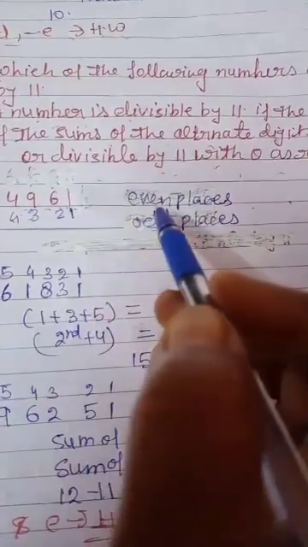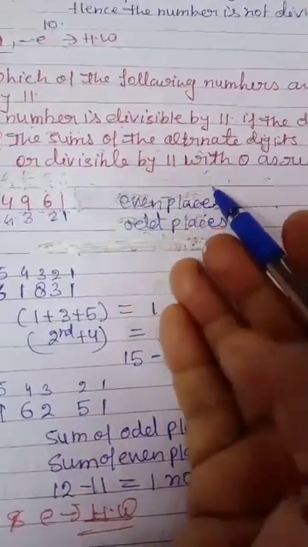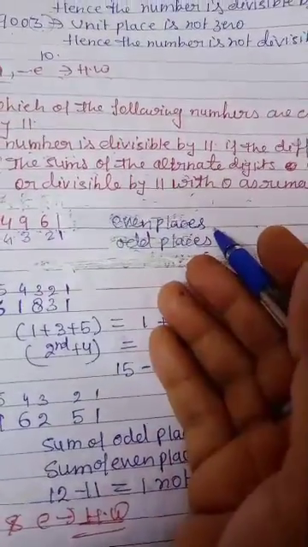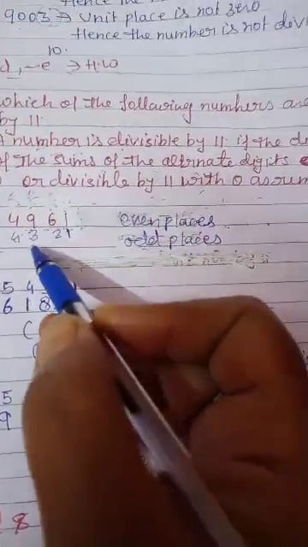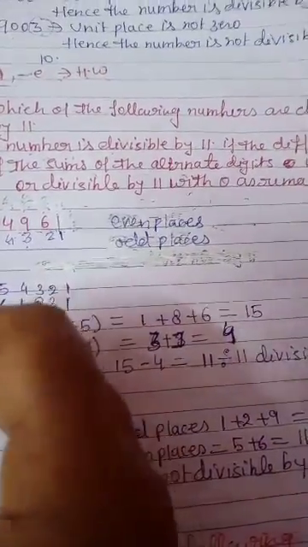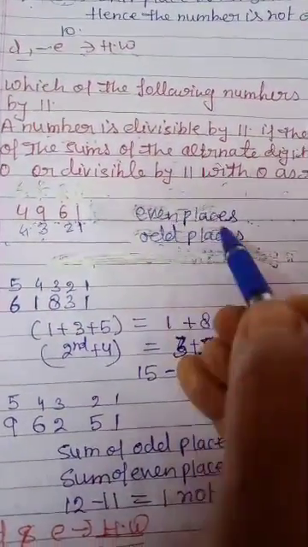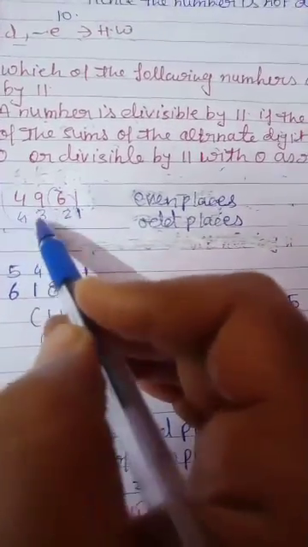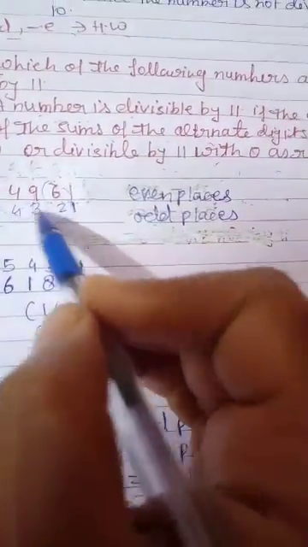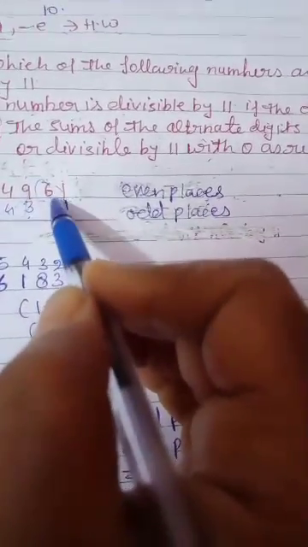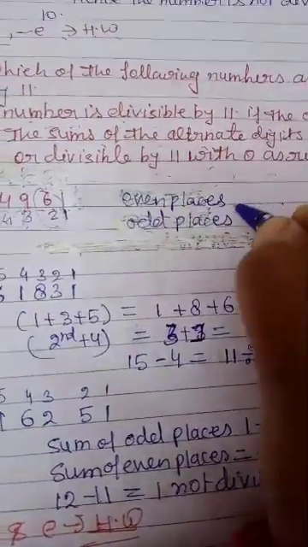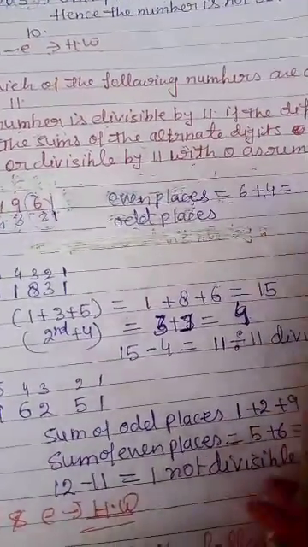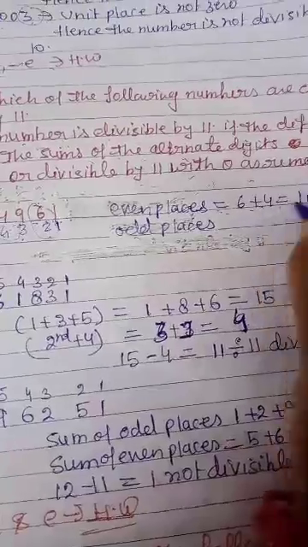You can see that all even places means the second place, fourth place, sixth place will be the even places, and odd places will be the 1st place or 3rd place or 5th place or 7th place, like that. Even places have 6 and 4. The actual even places are 2 and 4, but which digits are coming in those places? 6 and 4. Write 6 plus 4, and 6 plus 4 is 10.